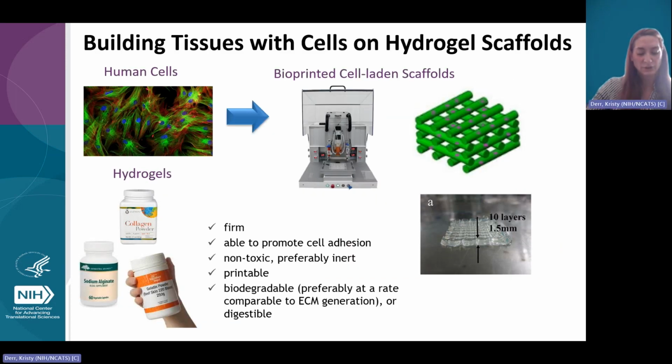We create various hydrogel scaffolds and the best scaffolding to build whatever tissue that we are intending to use. Some of the key components that we work with is a firm structure that is also able to promote cell adhesion, obviously non-toxic, and we'd like it to be native in the tissue. It needs to be printable, and then something that is also biodegradable. We would like it to be gone by the time the tissue is fully matured. So if we're using a specific scaffold within the tissue, by the time the tissue is fully matured, we would like it to be gone.